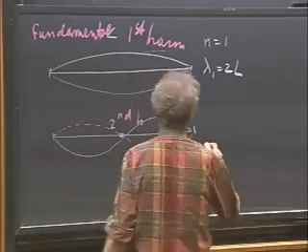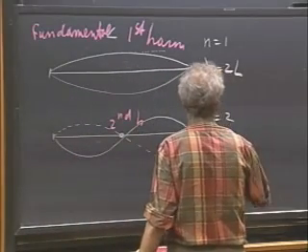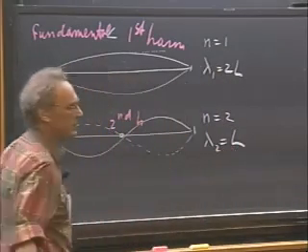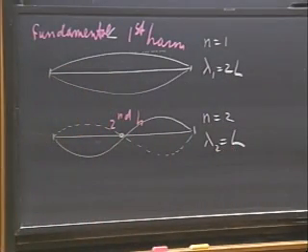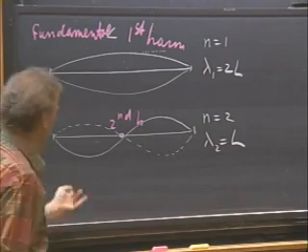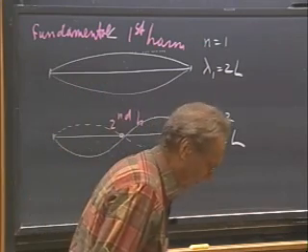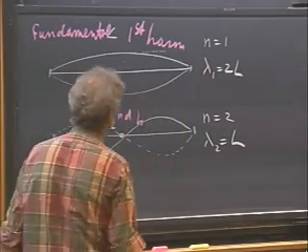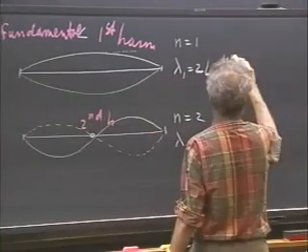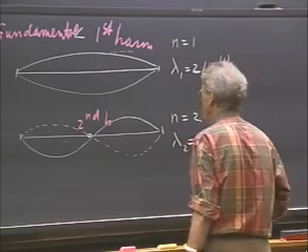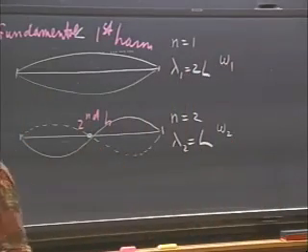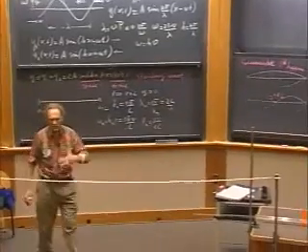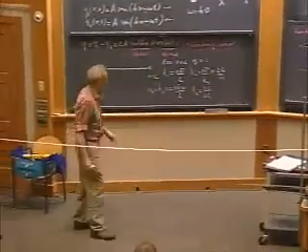And so for n equals 2, you see immediately that lambda 2 is simply L. And that's exactly what you see here. And then you can put in the third harmonic, and I will demonstrate this very shortly. So here you have an omega 1, and here you have an omega 2, and they follow this pattern. Omega 2 is exactly twice omega 1.